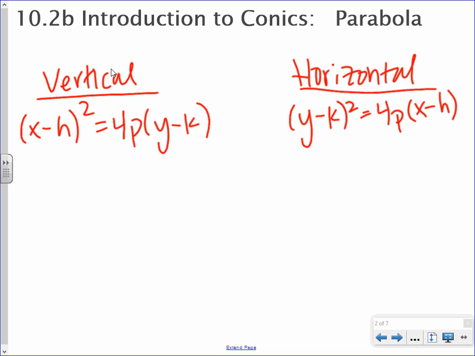Sometimes it will tell us which direction the parabola opens. Sometimes we have to figure that out from the information given. Okay, let's always remember that a focus is inside the parabola and the directrix is on the outside of the parabola. Okay, let's begin.